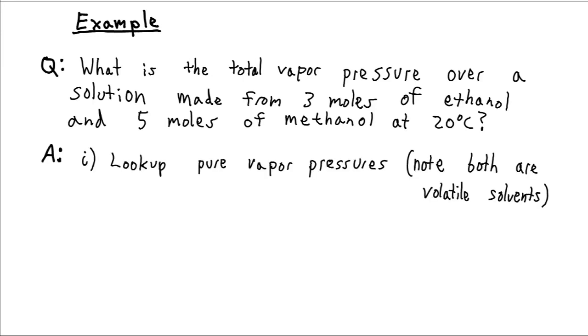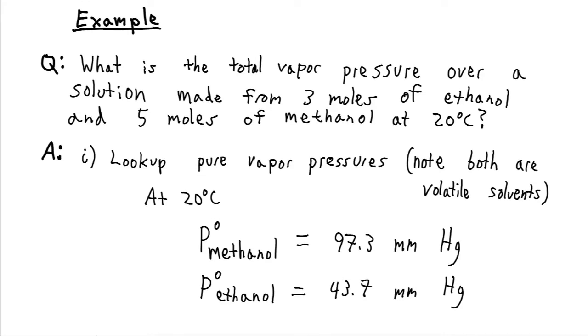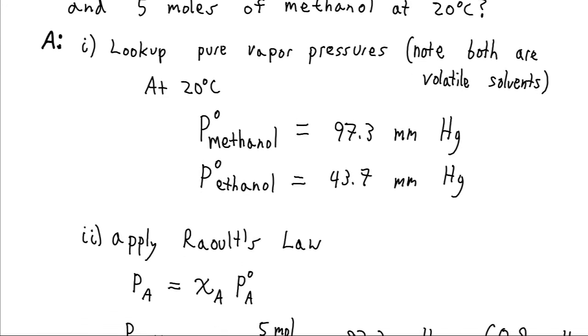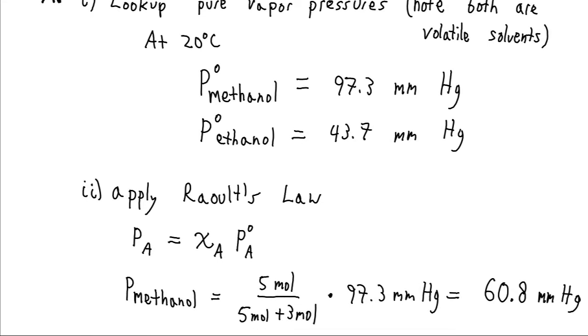Well, the first thing we need to do is look up the pressures for these. And if we find pressures, these must be volatile substances. They're both going to contribute to that overall pressure. We look these up at 20 degrees Celsius. For methanol, it's 97.3 millimeters of mercury. For ethanol, it's 43.7 millimeters of mercury. Now we can apply Raoult's law by calculating the mole fraction and multiplying that by the pressure that we would have in the pure case.